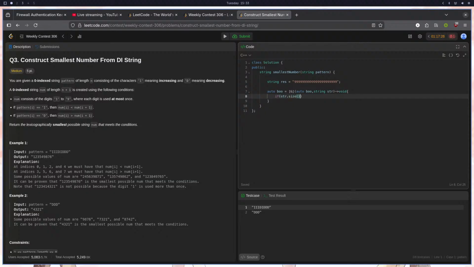Size equal to pattern dot size, how much was the pattern? Plus 1. Then res equal to res comma str. Okay. Then do return.